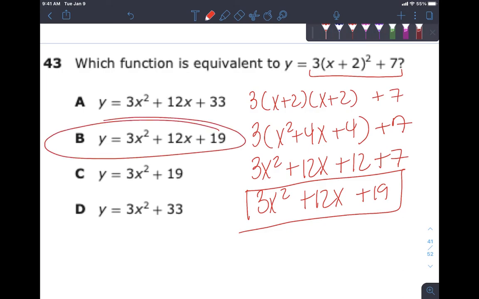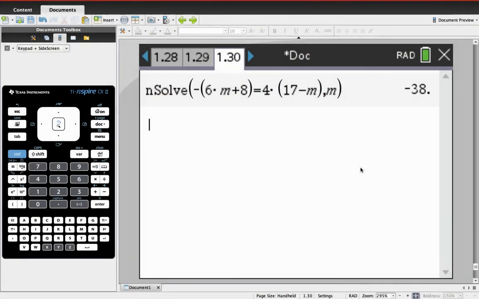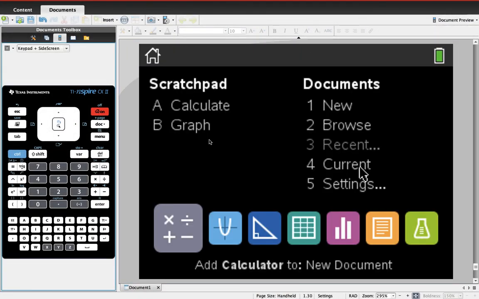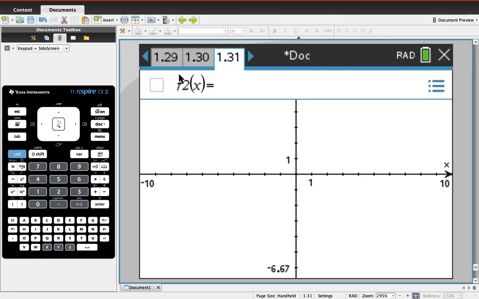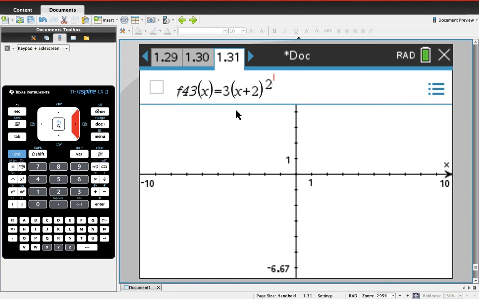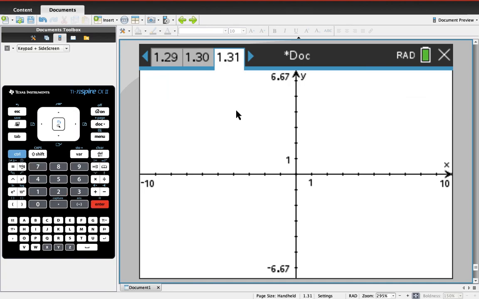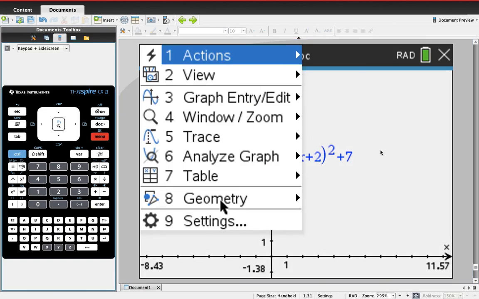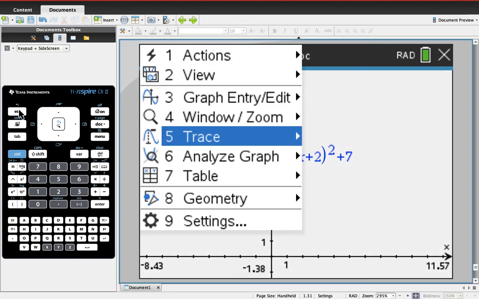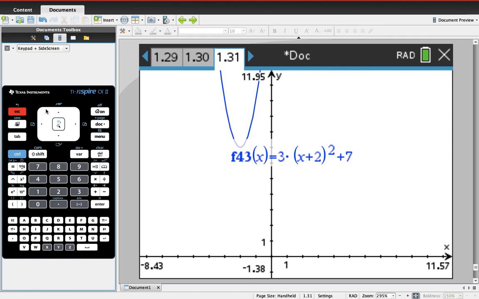I just want to verify this by making sure their graphs are exactly the same. So I head over here, go to my graph. I will say that this is function number 43. And that's going to be 3 times parentheses x plus 2 to the power of 2 plus 7. It's not even showing me anything, so I guess it's way up there. All right, so I drug it a little bit, and that's where my graph should be.